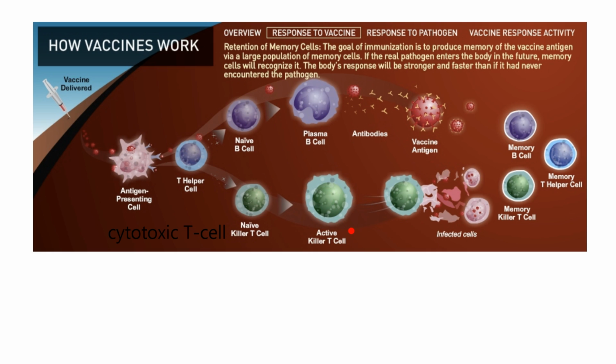Down here, the cytotoxic T cells will actually destroy infected cells. Now, what do you end up with here? You have memory B cells, you have memory T helper cells, and then memory cytotoxic T cells. So you have antibodies floating around in the blood after vaccination, we'll show you that, and you have these memory cells. The memory B cell can go on and make more antibodies.